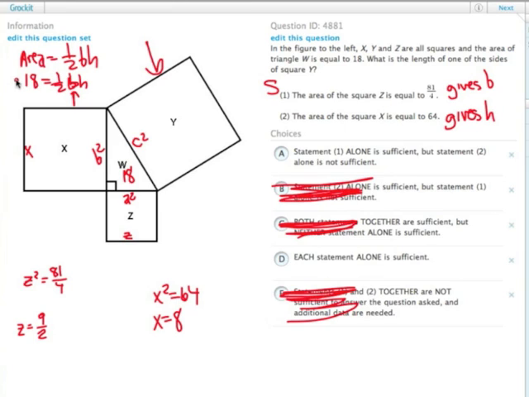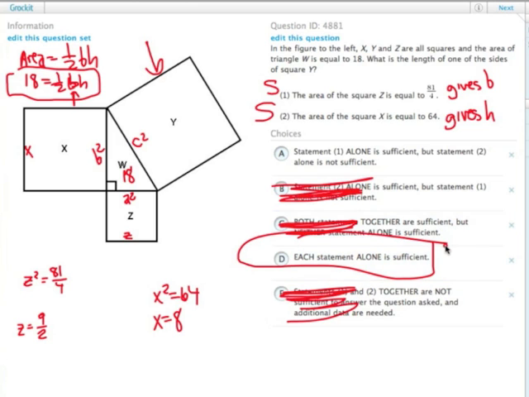And we could use the area formula that we have to solve for the base. And again, we'd have the two numbers that we need for the right triangle to figure out the third one using the Pythagorean theorem. Either statement on its own is sufficient for us to get what we want.